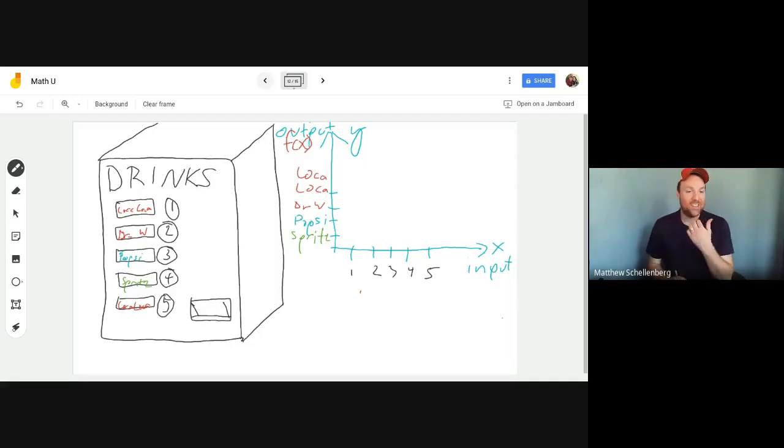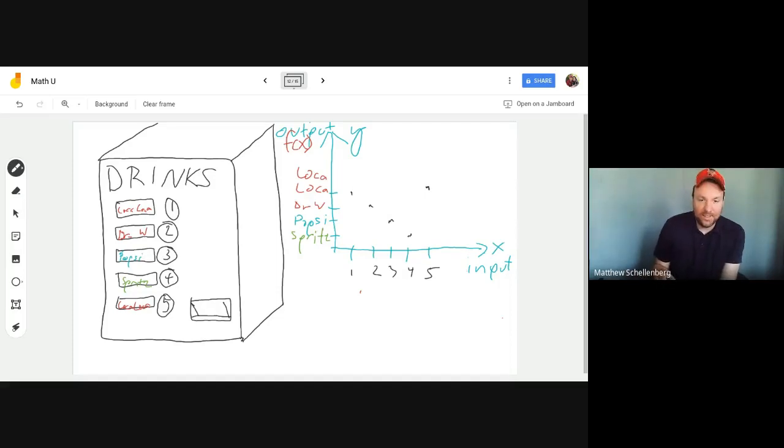So how does this relate to functions? Well, this is really a function. We can actually graph this. So let's look at this real quick. If you push the 1, you're supposed to get a Loca Loca. If you push the 2, you're supposed to get a Dr. Whopper. And if you push the 3, you're supposed to get a Popsy. And the 4, of course, is a Spritz. And then the 5 button is another Loca Loca button. So we push the 5 and we also get Loca Loca.